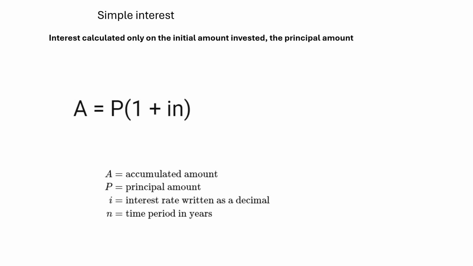So whenever you're given the interest as a percentage, you will need to divide the given amount by 100 and then leave it as a decimal. You will see when you do questions, leave it as a decimal. That will be your interest rate, or your I. So the formula for simple interest, it's a lovely formula like that.